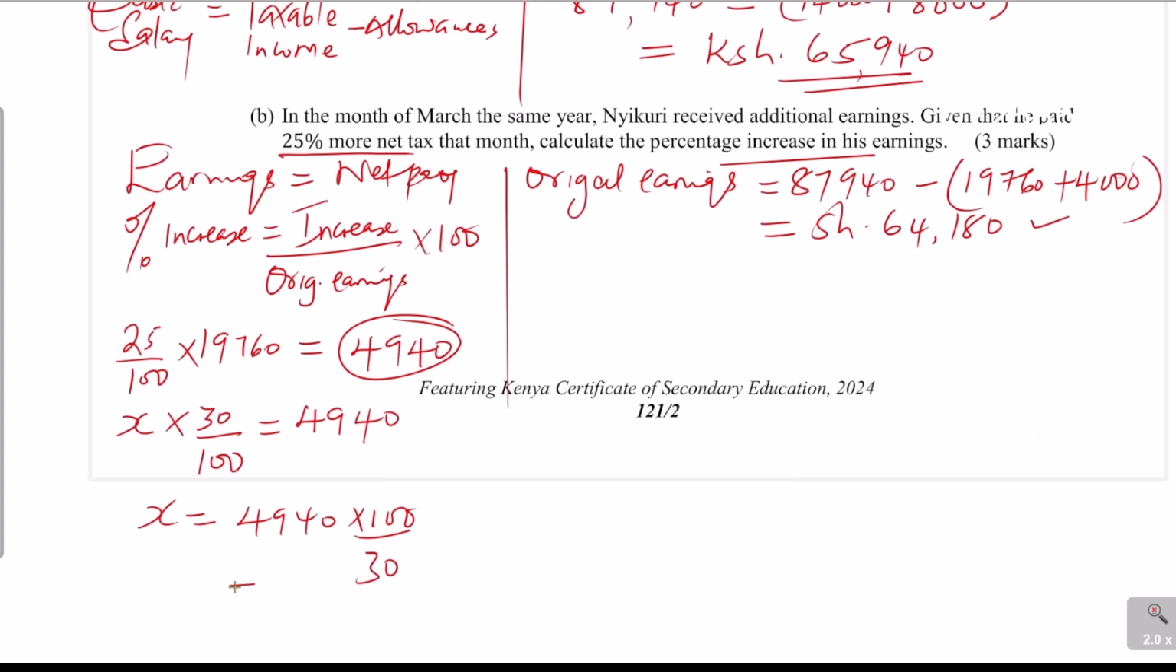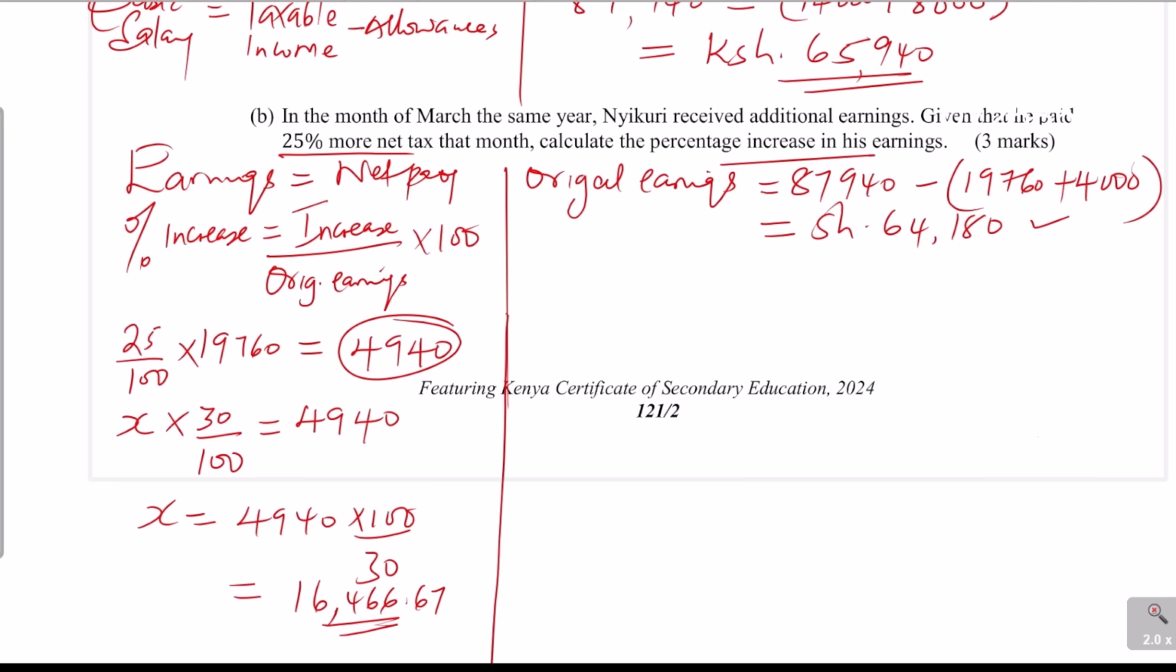And when you multiply this, you're going to get 16,466 cents. So this was the increase in the income.